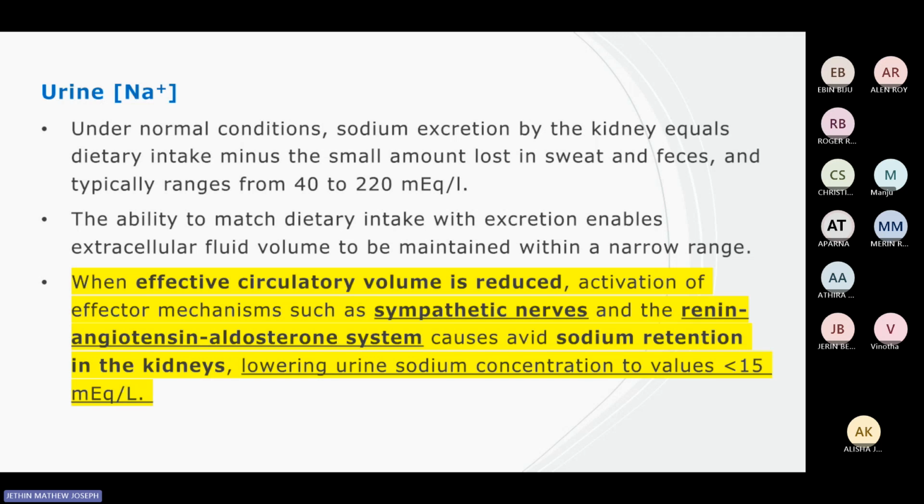When effective circulatory volume is reduced, this leads to activation of sympathetic nerves and activation of the renin-angiotensin-aldosterone system. And this will normally cause sodium retention in the kidney. And normally, hypovolemia should lower the urine sodium concentration to less than 15.